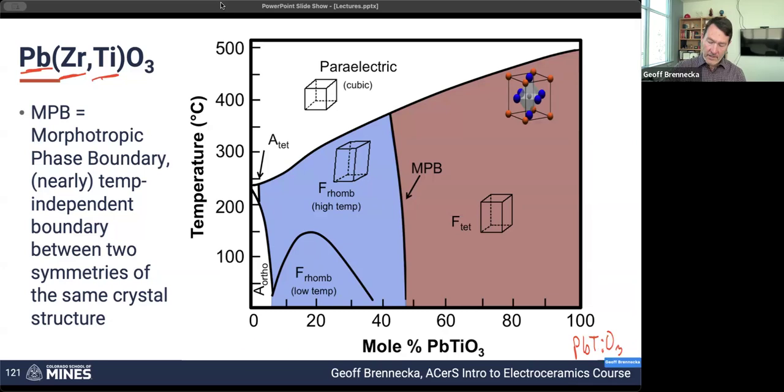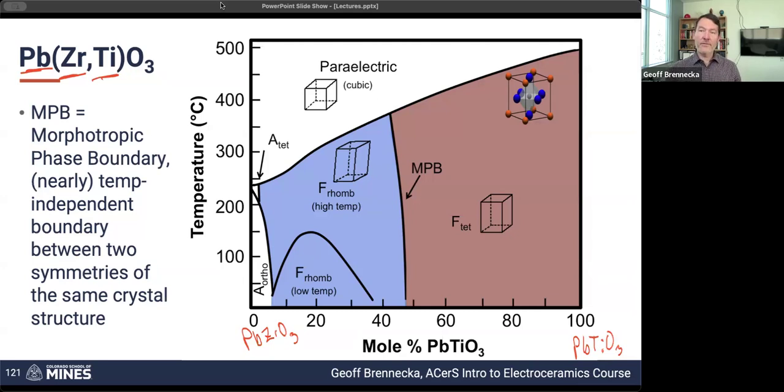And on this end, we have lead zirconate. And lead titanate itself is fully tetragonal. Lead zirconate is actually by itself orthorhombic, but with just not too much titanium added in. So titanium and zirconium are both 4+. They form a nice, convenient solid solution. You can replace them with the other fairly easily.